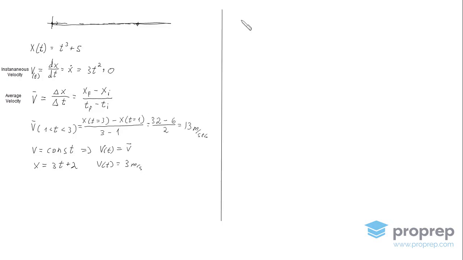The relationship between velocity and acceleration is the same as the relationship between position and velocity. We'll start with instantaneous acceleration. The definition of instantaneous acceleration is dv over dt. This is the derivative of velocity over the derivative of time, symbolized by v dot. If we look at the example on the left of 3t squared, then our instantaneous acceleration equals 6t.